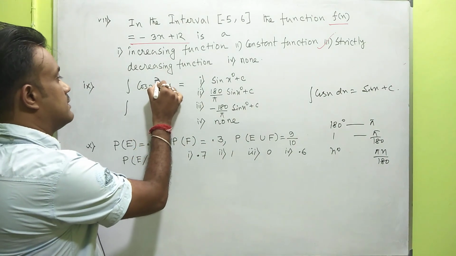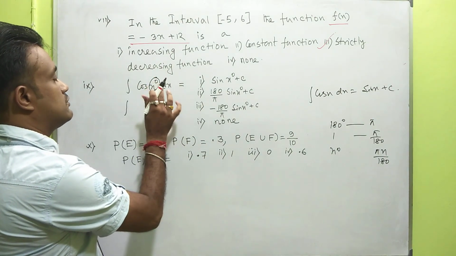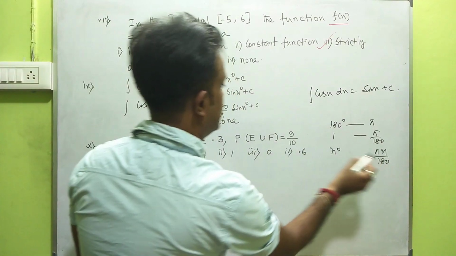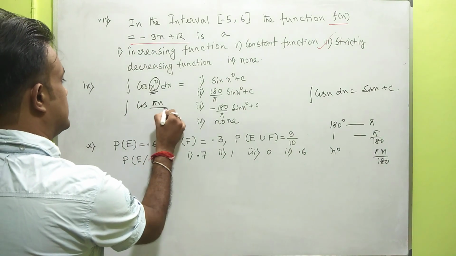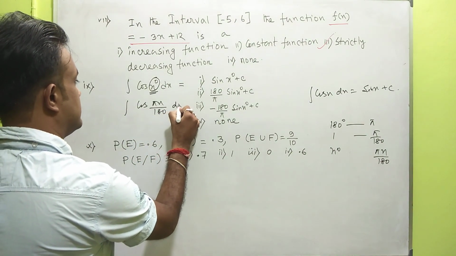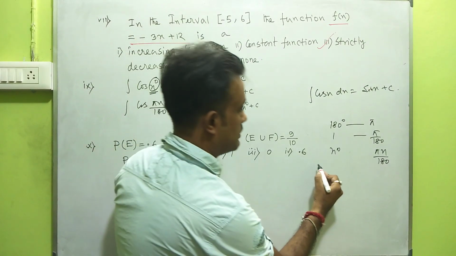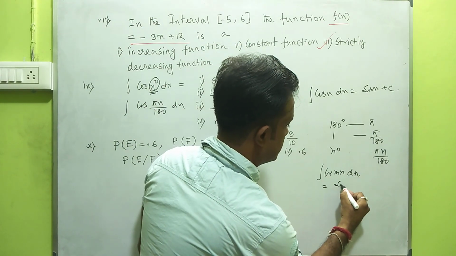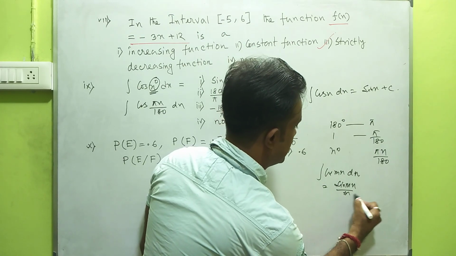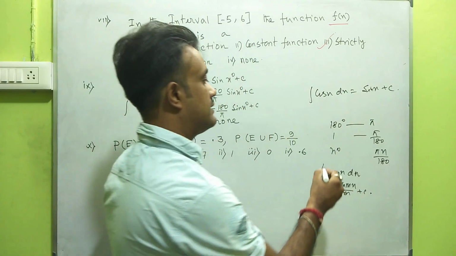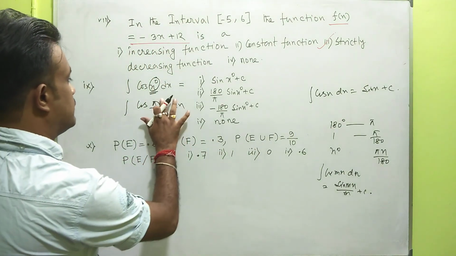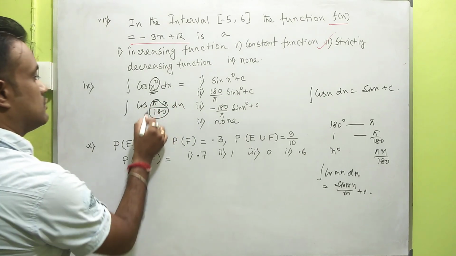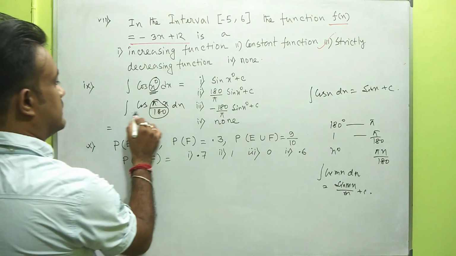So first we convert this degree into radian. That is cos of pi x by 180. It is given cos of pi x by 180 dx. So we know that the integral of cos of mx dx gives sin of mx by m plus c. Here the coefficient of x is pi by 180. So what will be the integration of this?